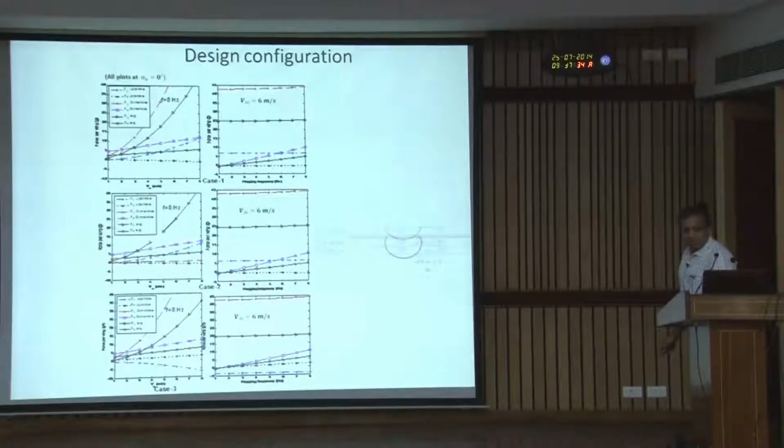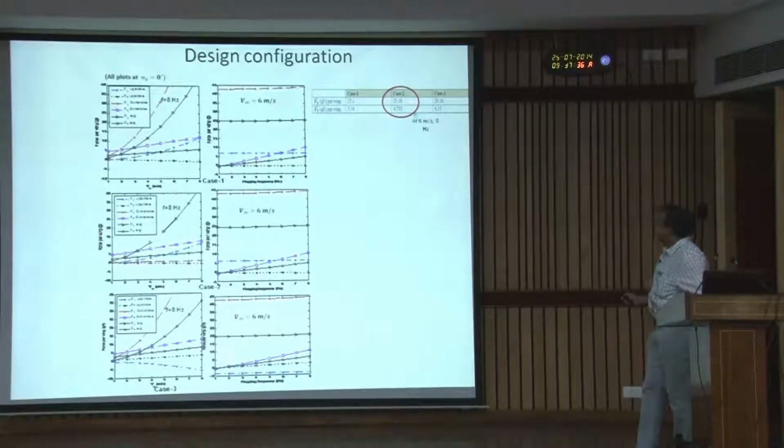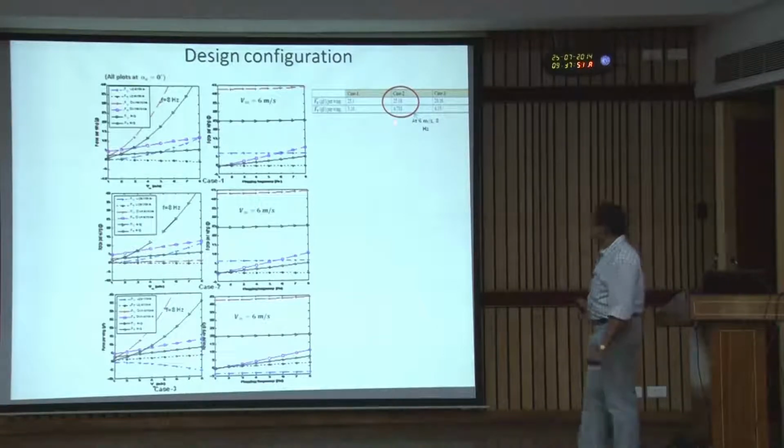Now, when we make a model, suppose of the order of 25 grams, then we have to generate a lift force of the order of 20 grams or so. We saw that at 6 meters per second and 8 hertz, in this small model, we could get that.